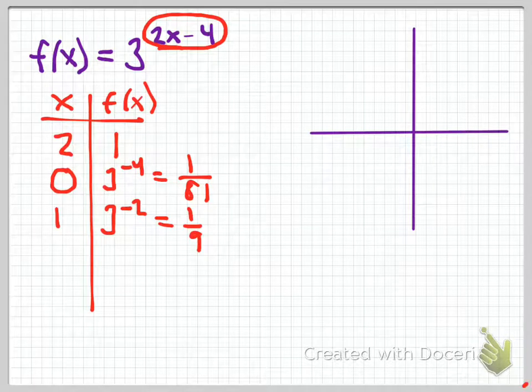2 gives me 1, so right around here. 0 gives me 1/81st. That's not fun at all. 0 gives me 1/81st, it'll be right there. 1 gives me 1/9, and maybe I'm starting to see the behavior here as to what's going on.